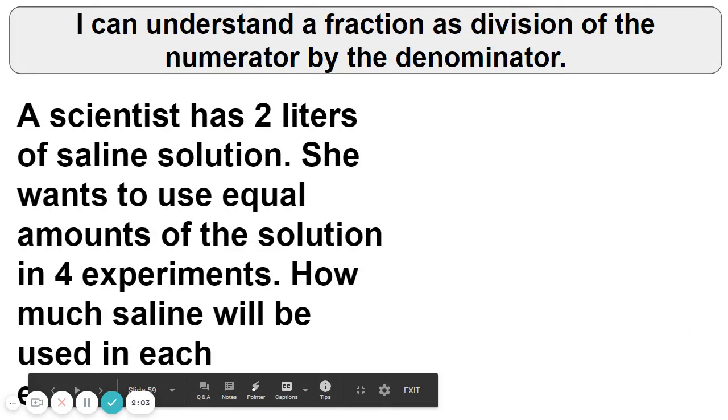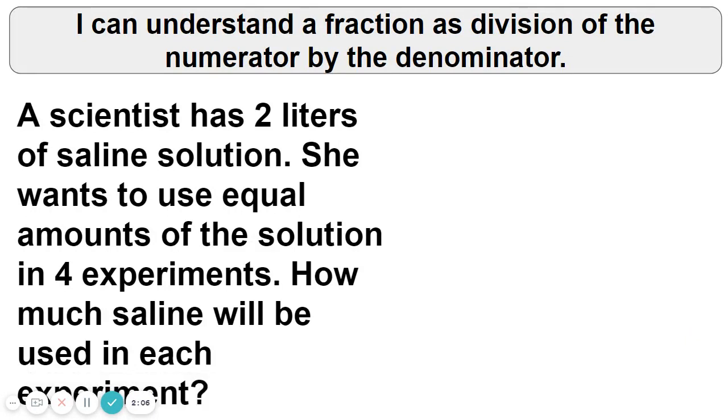Next question. A scientist has 2 liters of a saline solution. She wants to use equal amounts of the solution in 4 experiments. How much saline will be used in each experiment? So again, we have to ask ourselves, what do we have to share? And we have 2 liters of saline solution. The next question we ask ourselves is, who or what are we splitting that between? And in this situation, we're splitting it between 4 experiments.